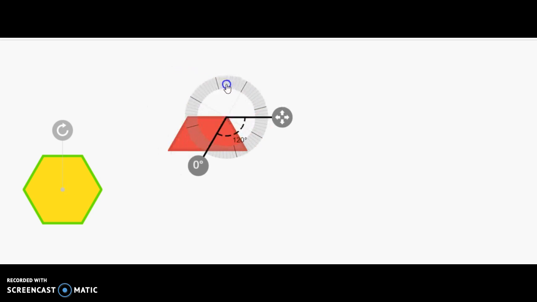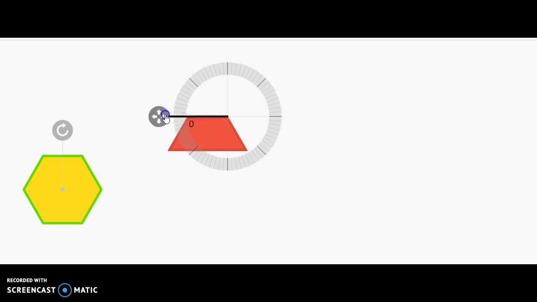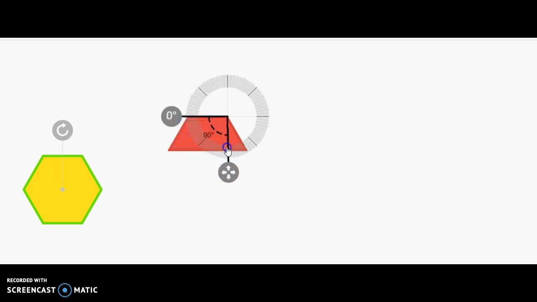Okay, how about the other top angle of this trapezoid? I'm bringing this over. My 0's up here. And now I'm measuring, and it's 90. No, I keep going because it's obtuse. And yep, it's the 120 degrees again.